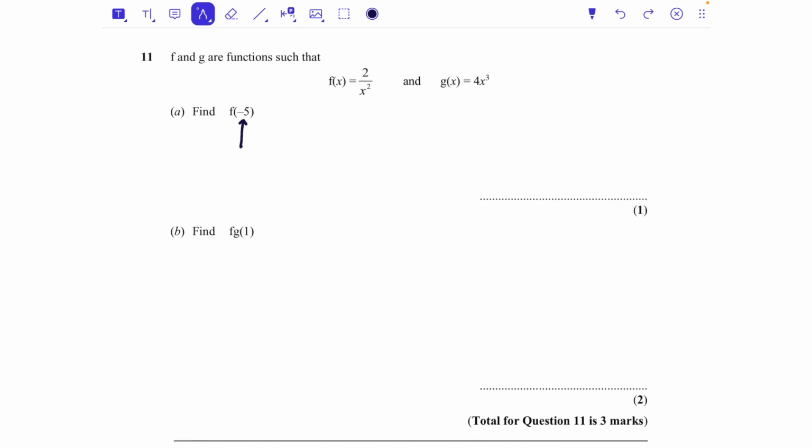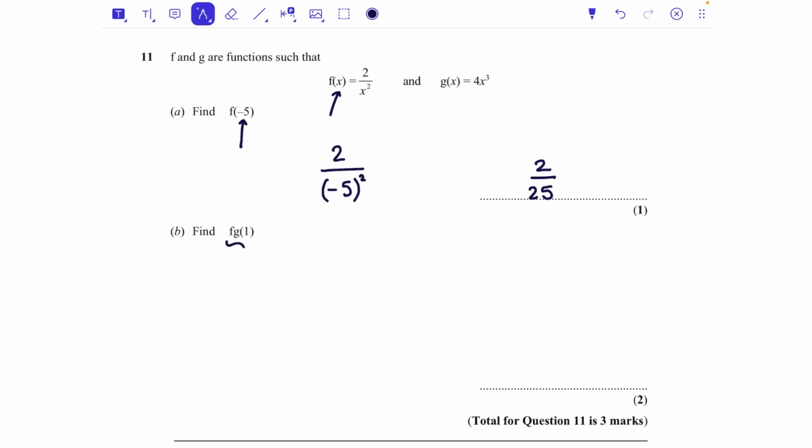If we're then told to do f of minus 5, it's saying put minus 5 into this function. So it would be 2 over minus 5 squared. And again, just like we saw when we were drawing the quadratic, if we're squaring a negative number, we're going to want to put it in brackets if we're typing it in our calculator. But we should know that if you're timesing a negative number by itself, it's going to be a positive. So this is 2 over 25.